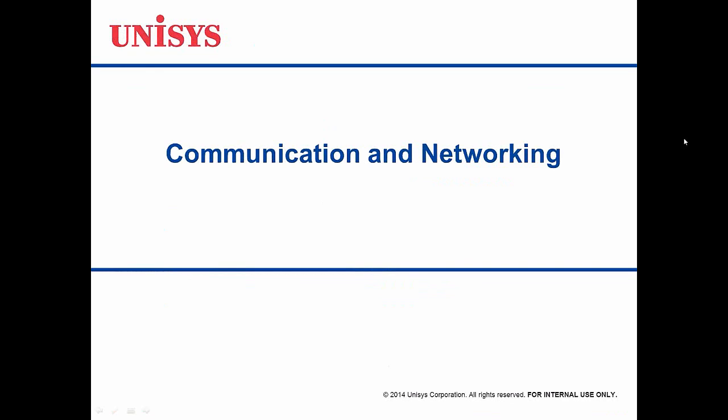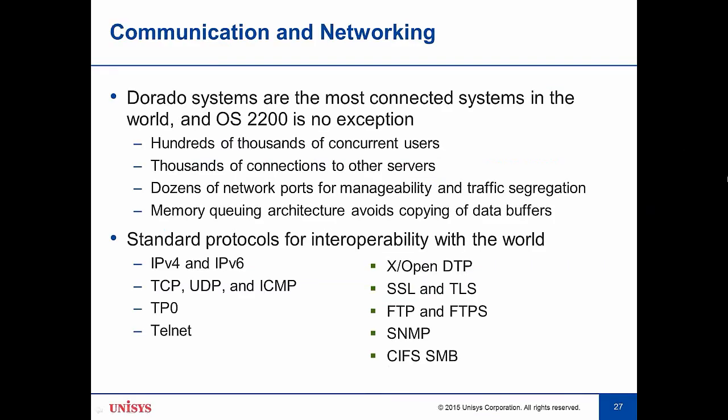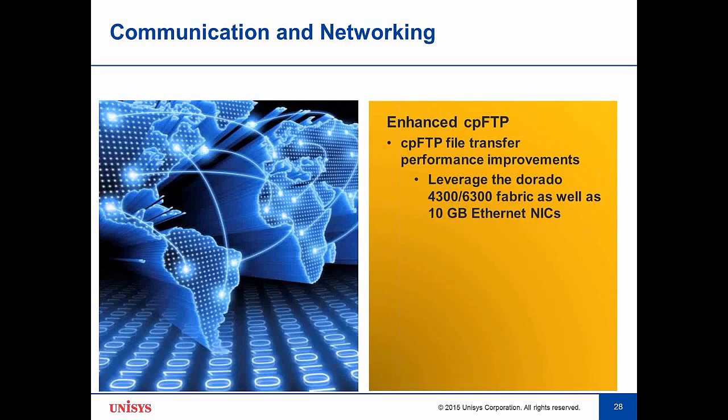Dorado systems are probably the most connected systems in the world. OS 2200 supports hundreds of thousands of concurrent users and thousands of connections to other servers. It also uses the most common communication protocols to provide as many choices as possible to you, our customers. In this release, we've made some significant updates in our communications and networking capabilities, and I would like to call out the updates we made to CP/FTP as listed on this slide, especially as it pertains to leveraging the new fabric capabilities that come with our Dorado 4300 and 6300 systems.